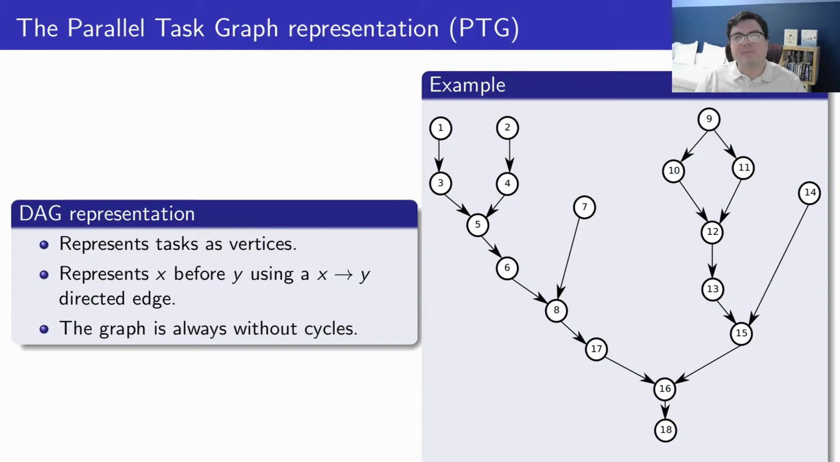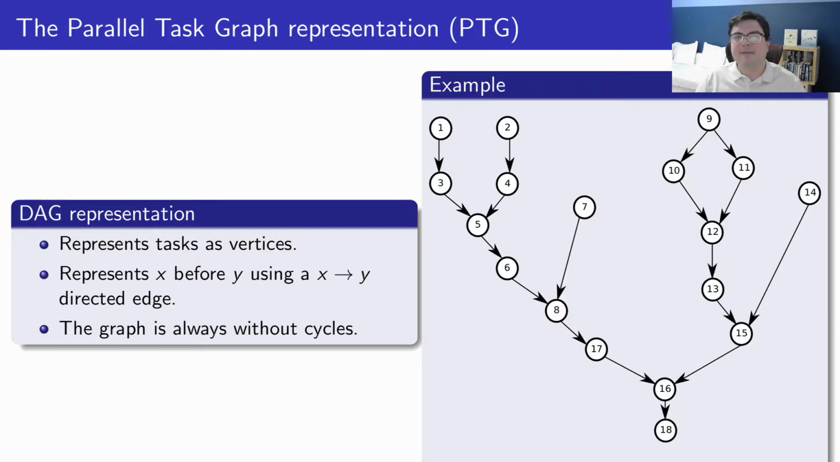The most applicable representation of parallel applications is the parallel task graph representation, sometimes abbreviated as PTG. Each task of the application is represented by a vertex in a directed graph. There is an edge between tasks X and Y if X needs to have completed before Y can start.